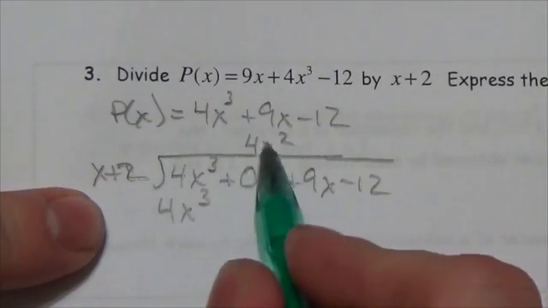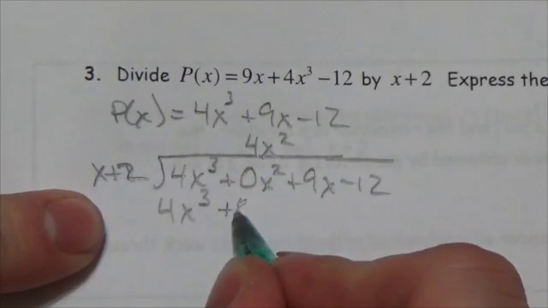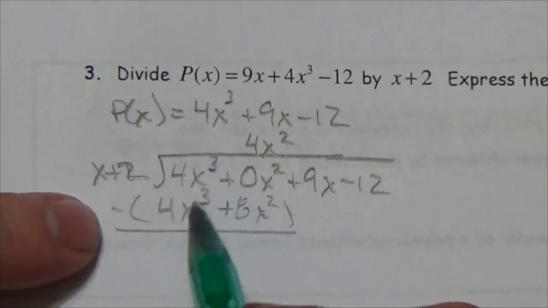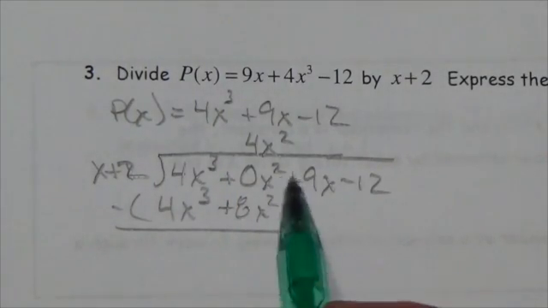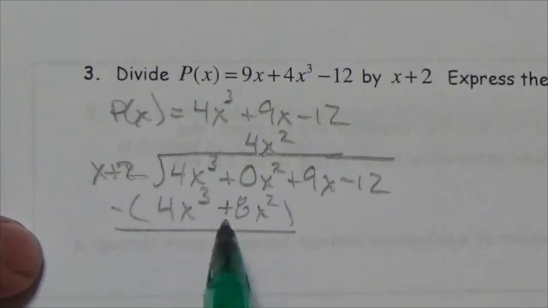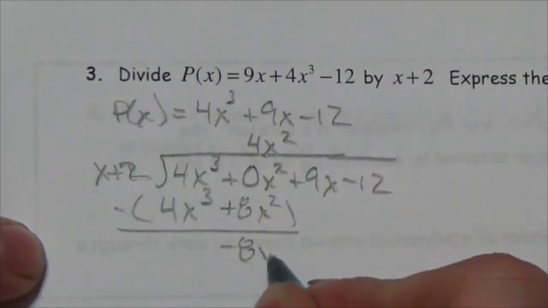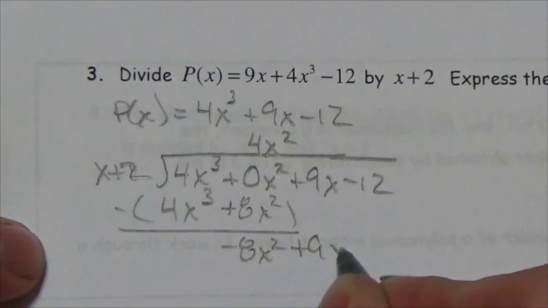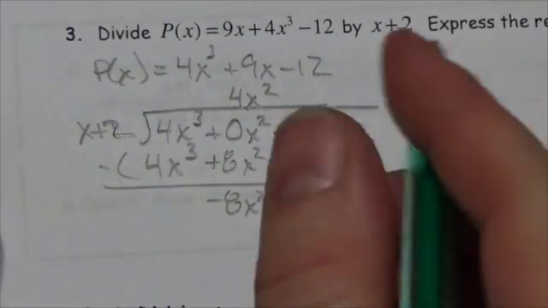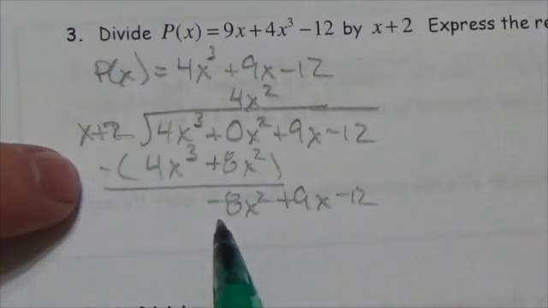And then when you multiply 4x squared by 2, you'll get 8x squared. And now I subtract. That highest degree term is going to disappear, and I've got to be careful with this. I got 0x squared minus 8x squared. That's negative 8x squared. And then you bring down the remaining terms. Okay? Now, I start again.